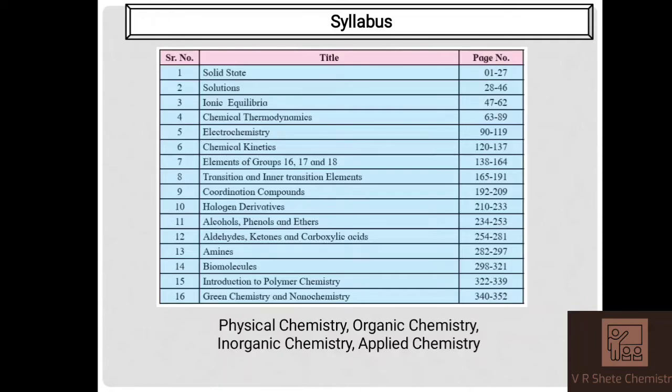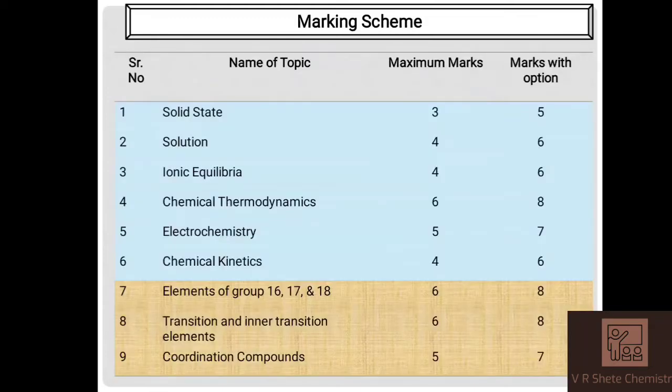Chapters 10, 11, 12, 13, 14 come under organic chemistry. That is halogen derivatives of alkanes and arenes, alcohol, phenol, ether, aldehydes, ketones and carboxylic acids, amines and biomolecules. In the previous syllabus, compounds containing nitrogen included the nitro group, amides and amines, but the syllabus has been reduced. It is only amines. Then the next chapters, 15 and 16, come under applied chemistry, which has uses in day-to-day life. So we'll discuss the marking scheme next.